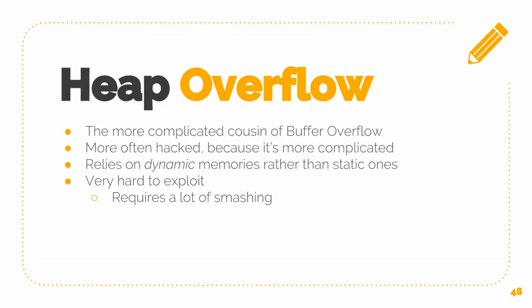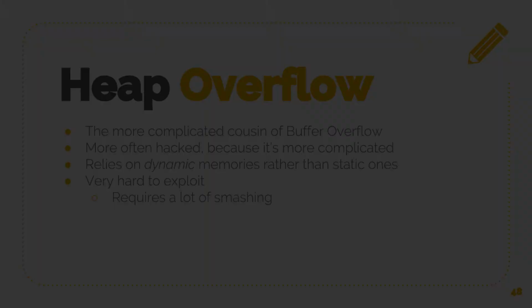The more complicated type of overflow is a heap overflow. It's slightly more complicated than buffer overflow. It's more often hacked because it's more complicated and thus less protected against. It relies on dynamic memory rather than static memory that is used in buffer overflows. It's really hard to exploit and requires a lot of smashing and a lot of code by the attacker.